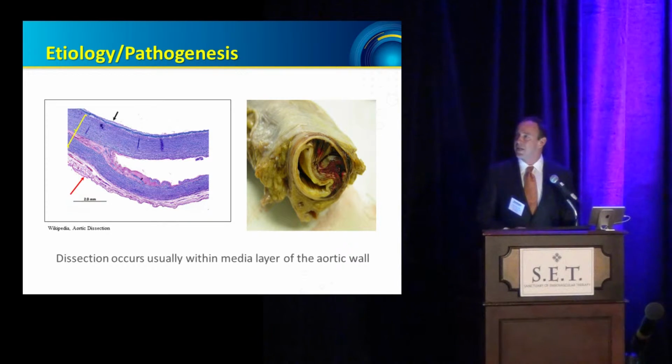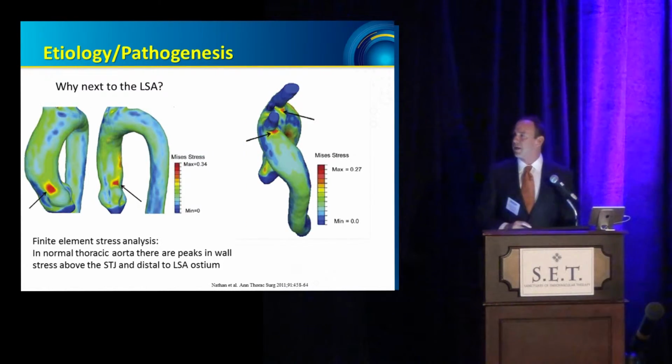So the dissection usually occurs within the medial layer of the aortic wall, as you can see right here. Two most common areas, type A as well as type B, distal to the left subclavian. Most of what I manage is type B. I work with the cardiac surgeons as well for some hybrid techniques for the type A that extend down. We actually just did one. We actually did five this week.